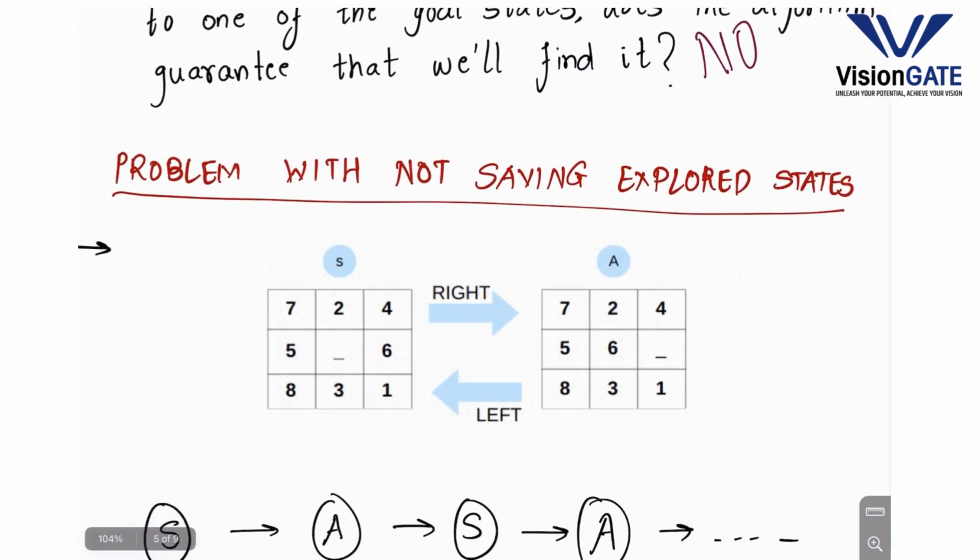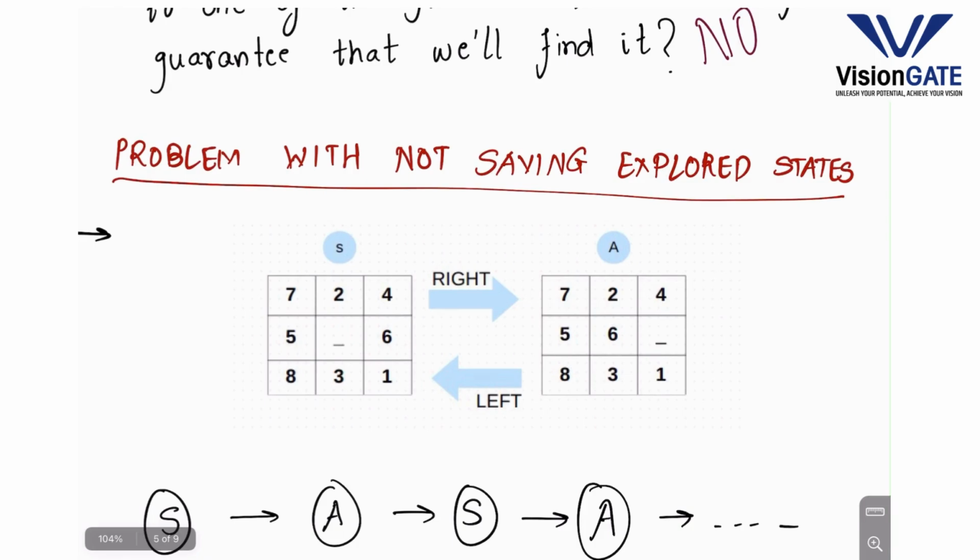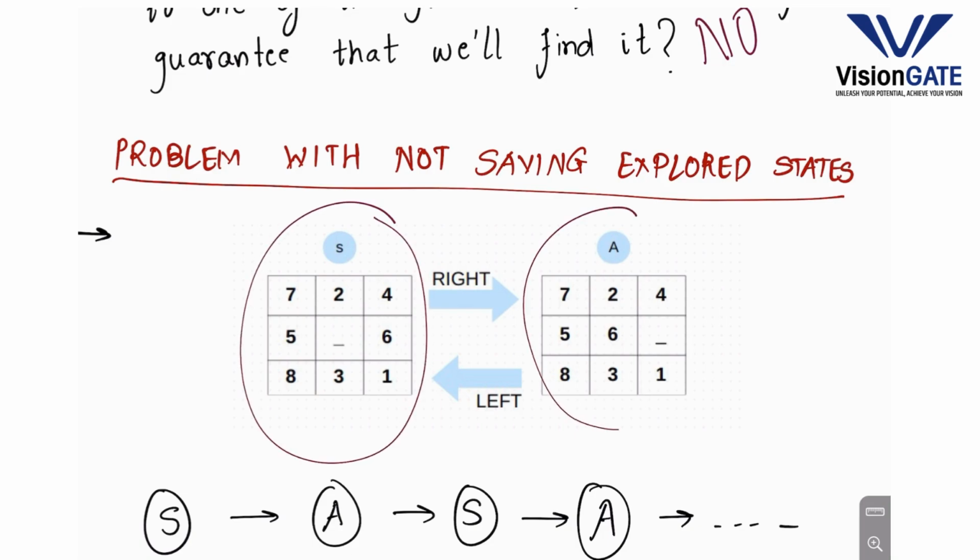Now let's try to understand this better with the help of an example. Suppose our initial state is S. After moving right, we will be reaching state A. Now we've already checked both S and A and we know that they are not the goal states. However, if the algorithm doesn't remember the visited states, A might again move left, taking us right back to S. So this can lead to an infinite loop, which will waste time and computation.